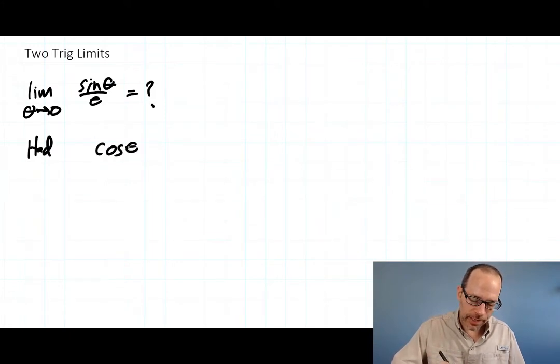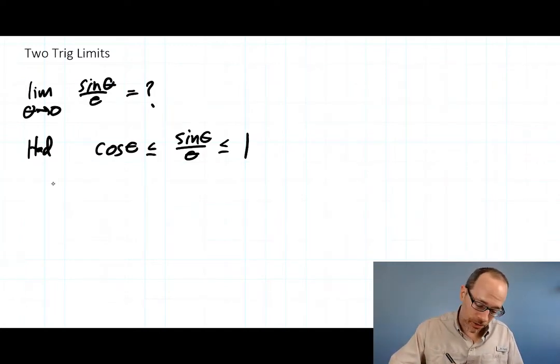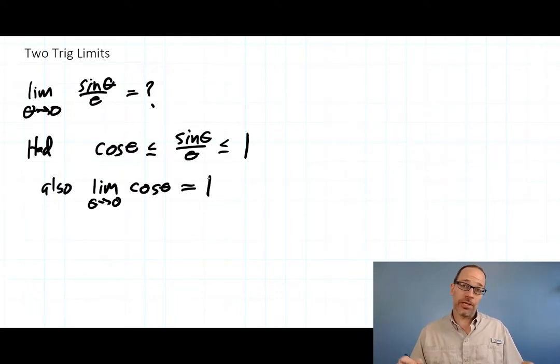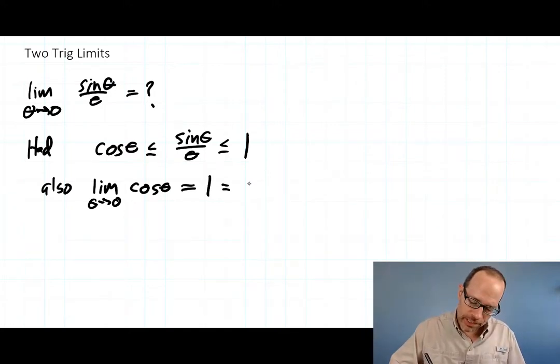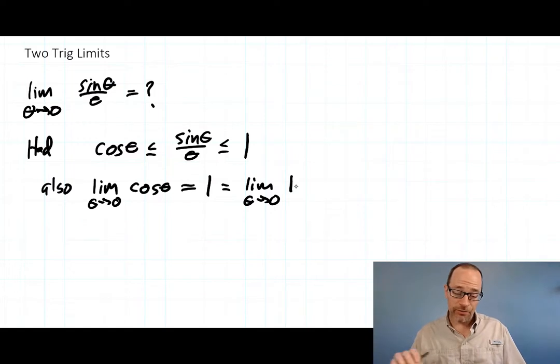The cosine of theta is less than or equal to sine theta over theta, less than or equal to 1. And so you can see we're going to squeeze the middle guy because we know what's going on with the two endpoints. Also, the limit as theta goes to 0 of the cosine of theta is 1, and that's because cosine is continuous. You can just plug in theta equals 0, cosine of 0 is 1. And of course, the limit as theta goes to 0 of 1 is 1 because it's a constant.